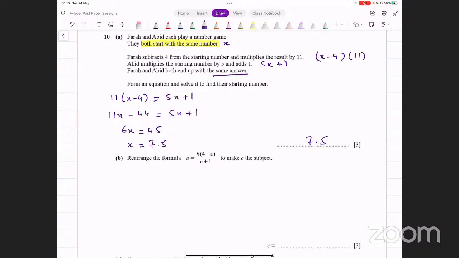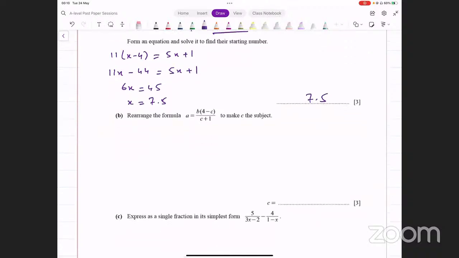Now it says rearrange this formula to make C the subject. What do we get? A into C plus 1, that equals B into 4 minus C. We simplify everything and bring all the C terms on the left side. AC plus A, that equals 4B minus BC. AC plus BC equals 4B minus A.